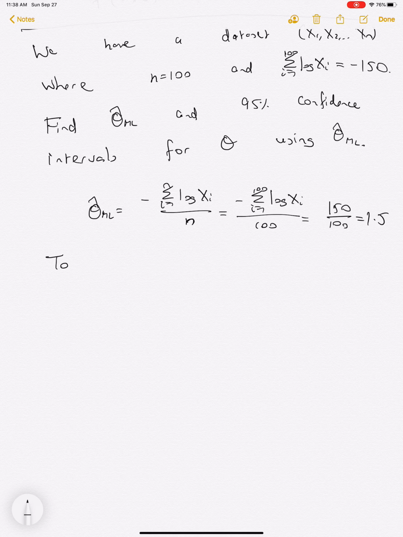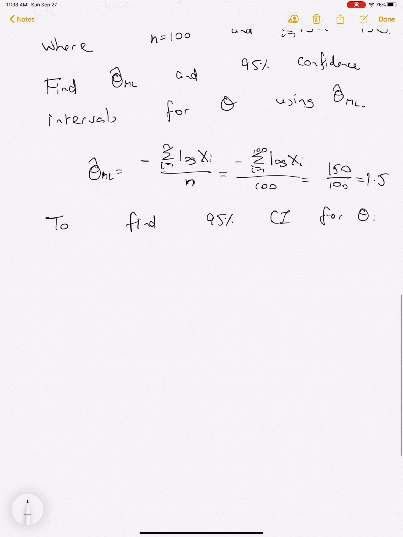And to find 95% confidence intervals for theta, we know that the 95% confidence intervals take this form where you use the maximum likelihood estimate as the center of your distribution.